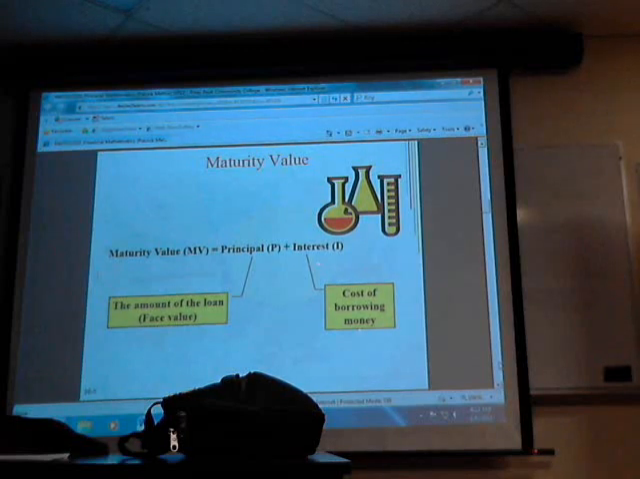Once you find the interest, you would just add that to the principal and you have the maturity value, which is the total amount that's going to be paid back over time. The total amount to be paid back over time. Maturity value. Any questions yet?